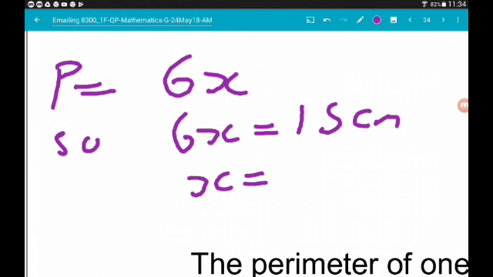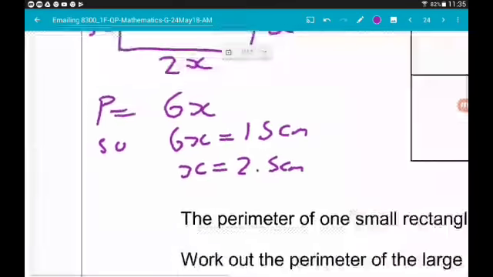So we are dividing by 6 here. Maybe that might be a little bit horrible. Maybe divide by 3 first. So we get 2x is equal to 5. And then divide that by 2. We get x is 2.5 centimetres.